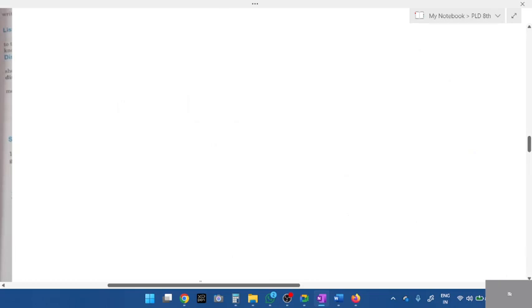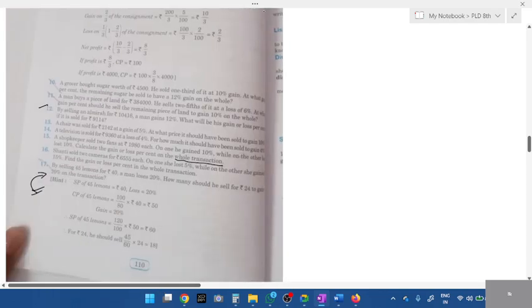Two products, two calculations, students. If you're not able to understand the second one, just skip.